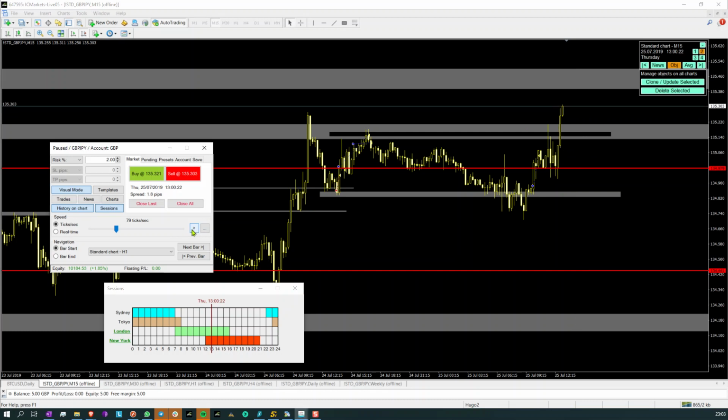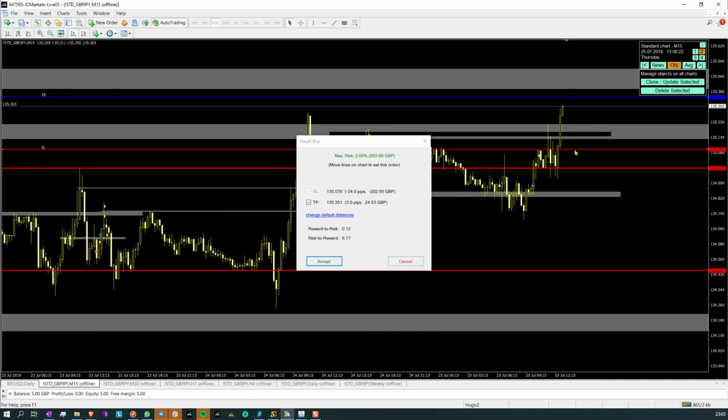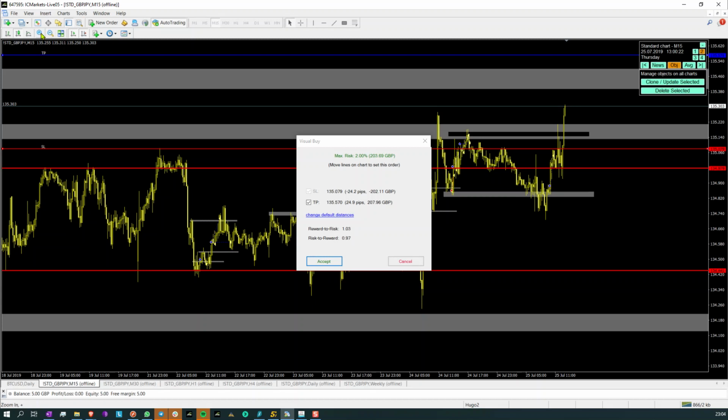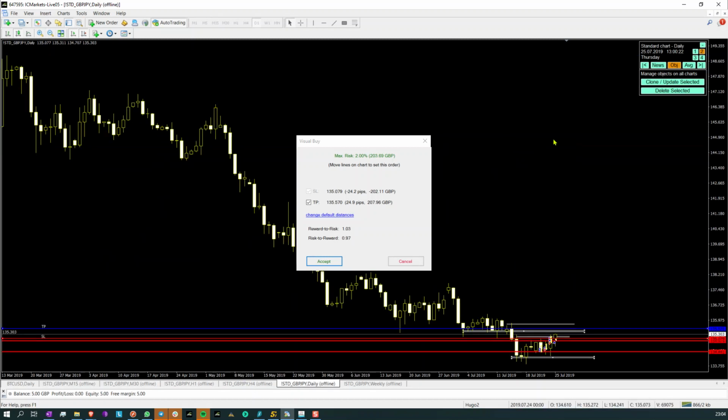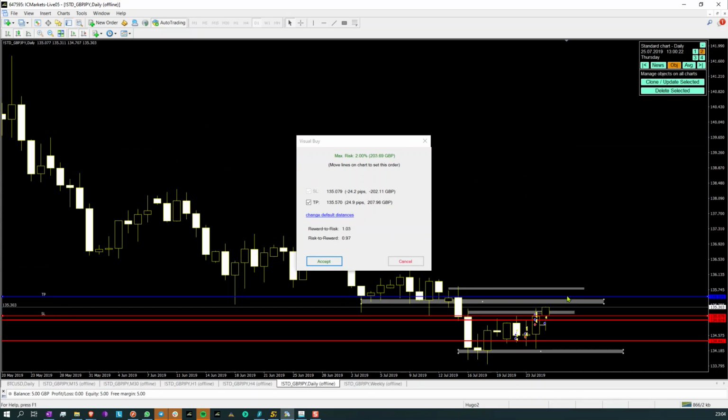What? This is okay. 24 pips. It's just so big of a stop. 24 pips is way above the daily zone. Okay, which is possible in there. It's possible, very possible.